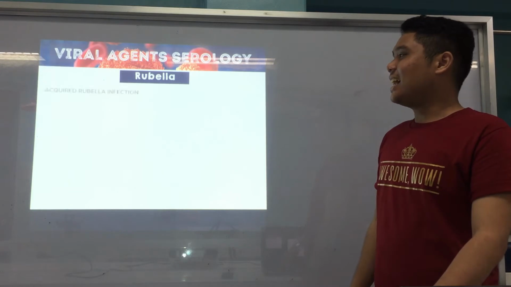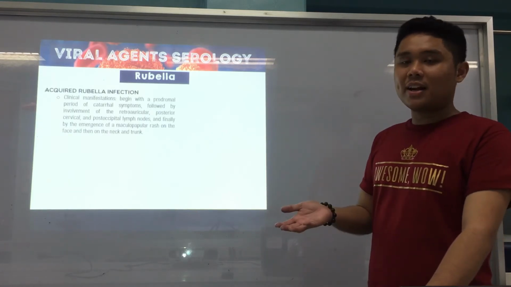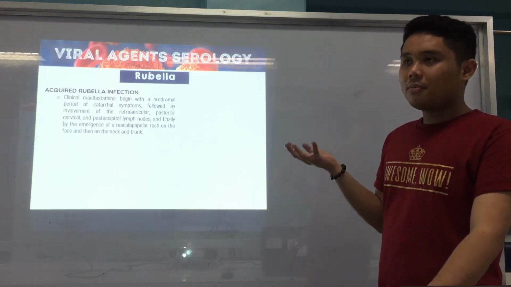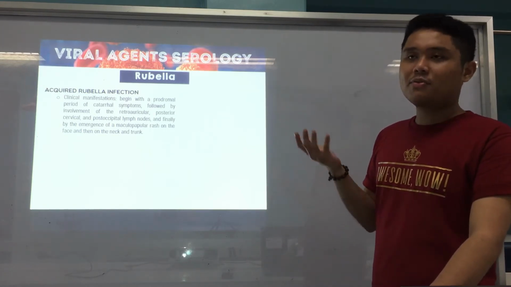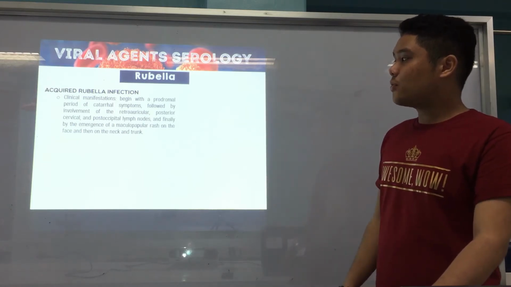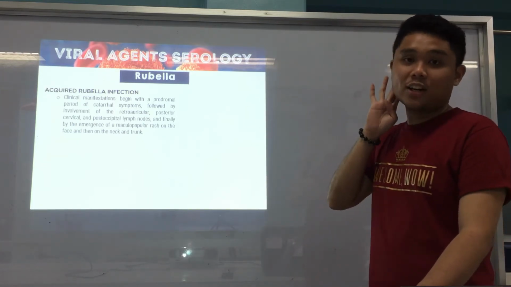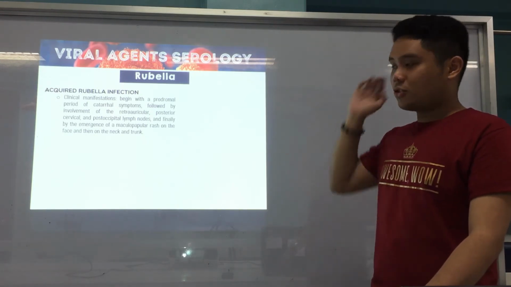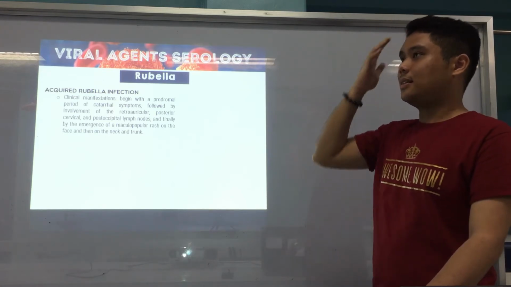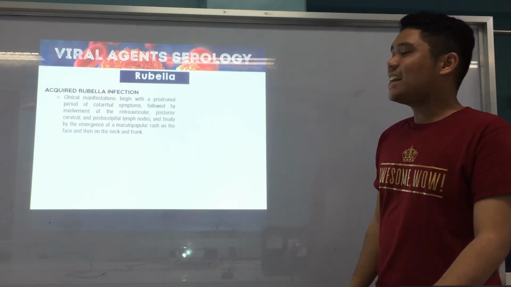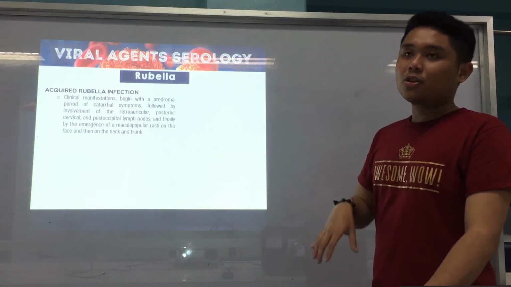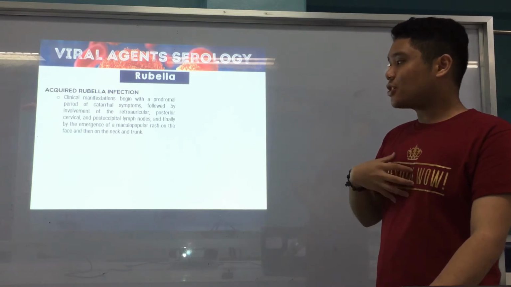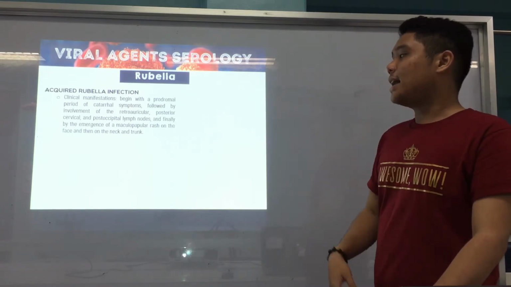Now for the manifestations in acquired rubella infection, of course, catarrhal symptoms, so fever, fatigue, followed by the involvement of the retro-auricular lymph nodes, behind the ears, posterior cervical, and post-occipital lymph nodes. And finally, the emergence of a maculopapular rash, meaning raised, confluent rashes, on the face and then on the trunk and neck.